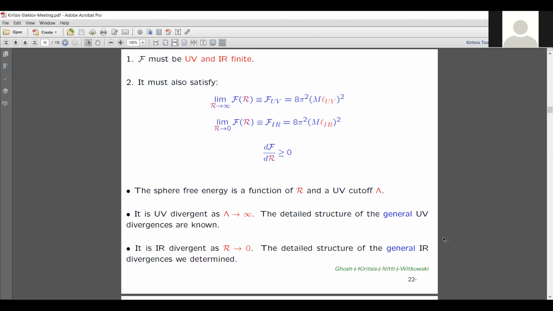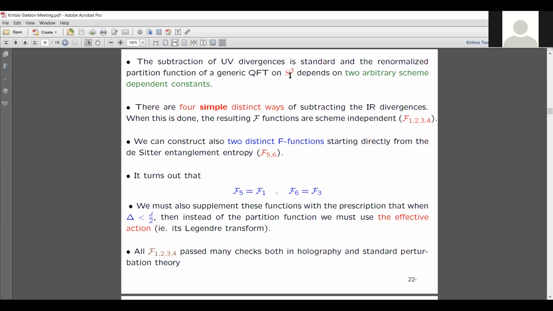And the detailed structure of the general infrared divergence, in fact, can be determined. And this is what we did in particular for holographic theories. So we know analytically the infrared asymptotics of a generic bulk theory. So then you have to subtract UV divergences by renormalizing in the standard way. And by doing this on a holographic theory in S3, you introduce two arbitrary scheme-dependent constants.